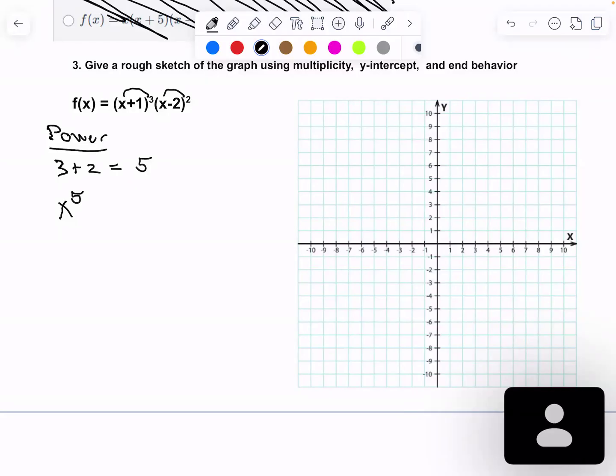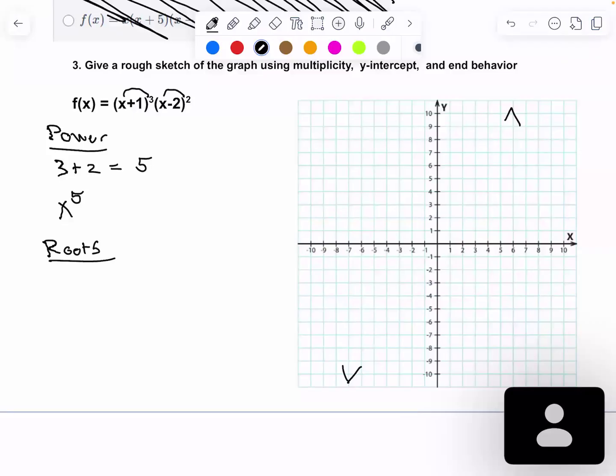We know that x to the 5th has this behavior where it's going down on the left and going up on the right, right? And we know that because all polynomials have the same end behavior as x cubed if they're odd, and the same end behavior as x squared if they're even, right? So since the power is 5, which is odd, that's how we know the end behavior.